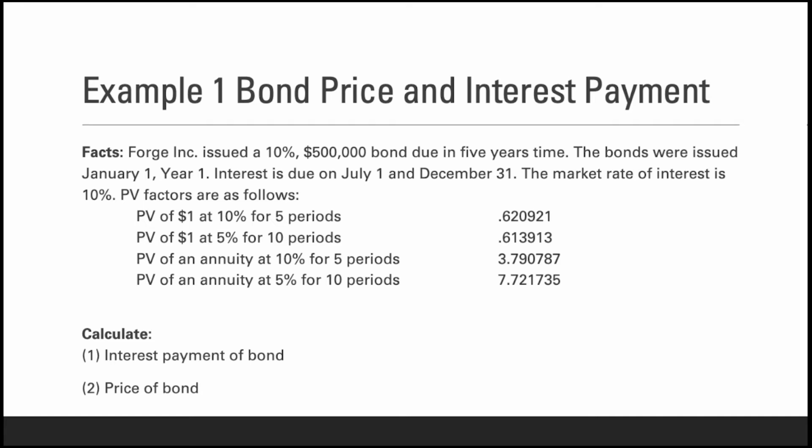So focus on the first one here, the interest payment of the bond. First, it gives us in the problem the face value of the bond, which it says is $500,000, as well as it says it issued it at 10%. Now, whenever it gives you the face value and what percentage they issued at, that's its stated rate.